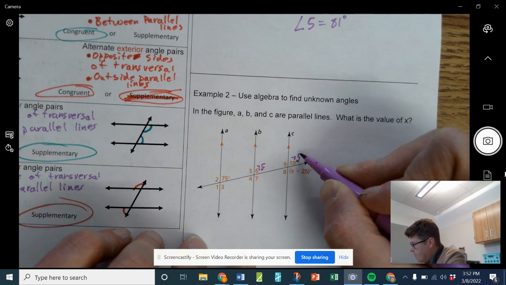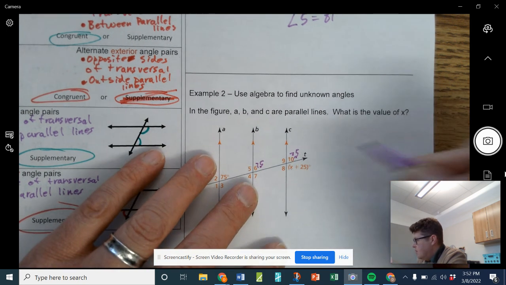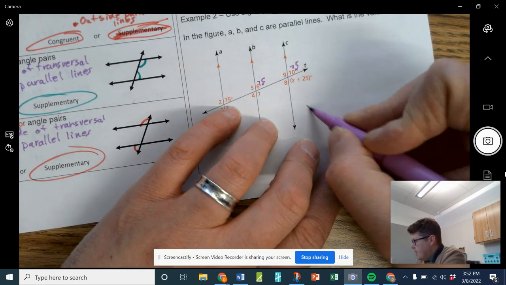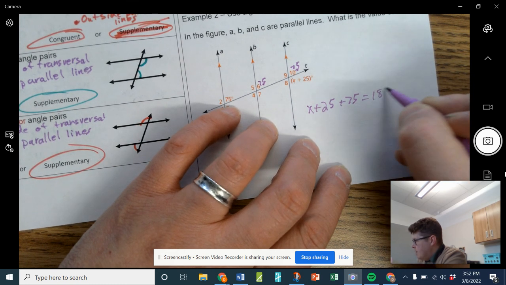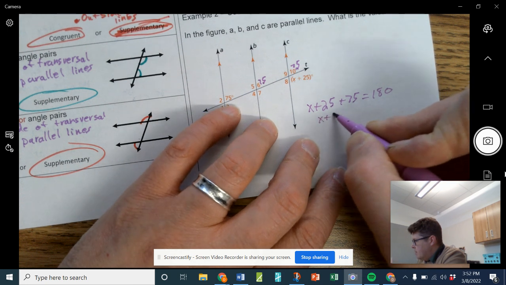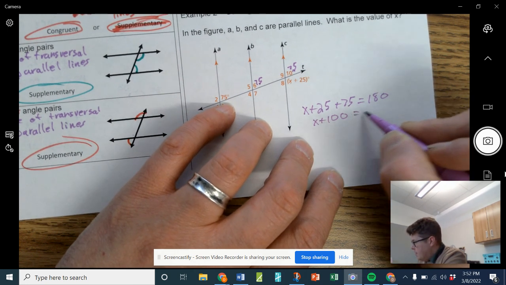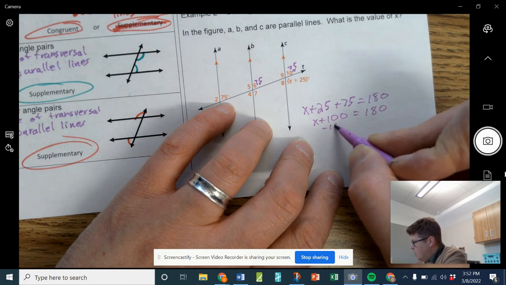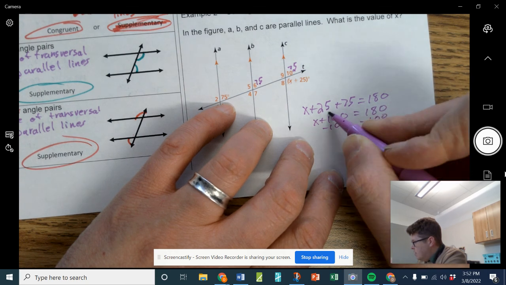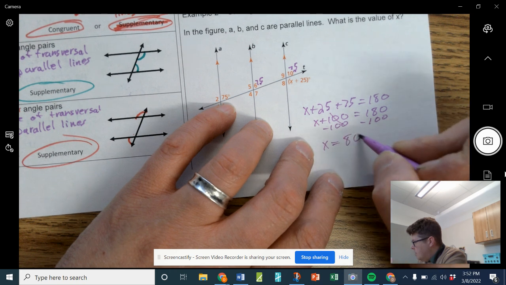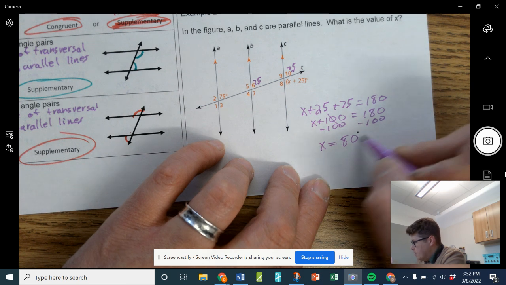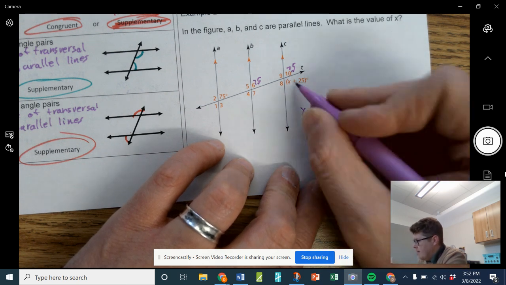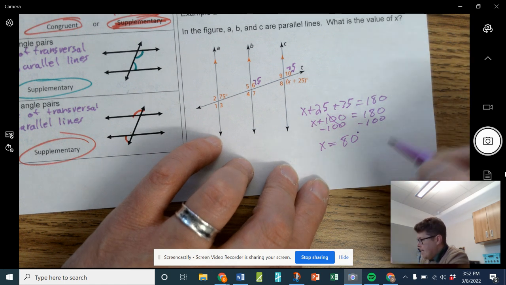So we take 75 plus x plus 25 equals 180. Actually, I'll do it a little bit differently. I'll say x plus 25 plus 75 equals 180. So I'll add those two together to get 100. And then I'll subtract that 100 to get 80. So x equals 80. That's not degrees, because 80 plus 25 would be 105 degrees. So x equals 80, just like that.